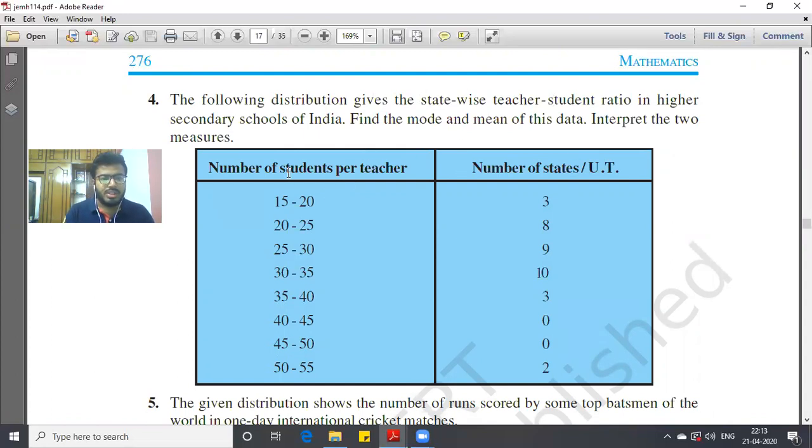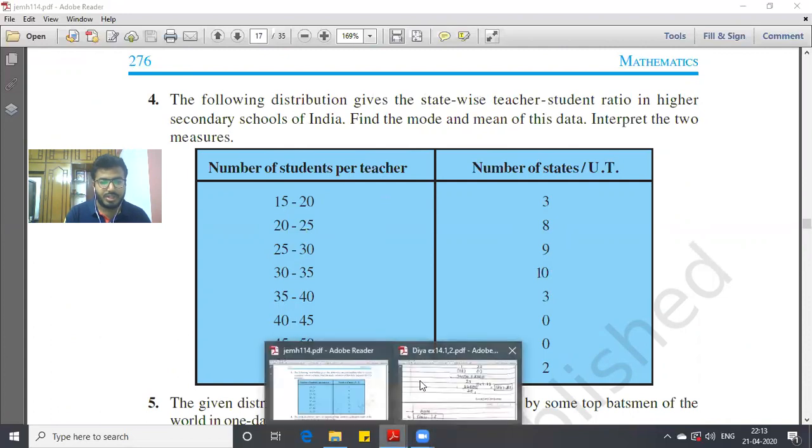Okay, now the class is there and the frequency is there. So for 15 to 20 students, how many teachers are there? So the number of students per teacher. Per teacher, how many students are there? 15 to 20. So there are 3 states in that way. Accordingly, there is a class and there is a frequency. Okay, now we'll look into the answer.